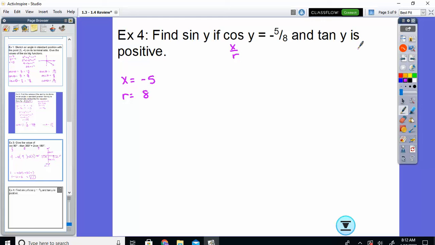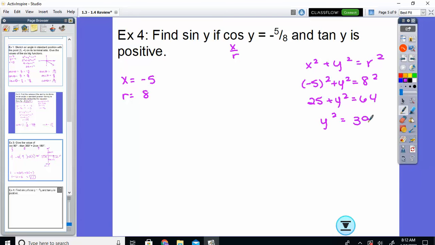Okay, now what do I need to do? We'll do x squared plus y squared equals 8 squared. So y squared equals 39. Okay, now we have to decide if y is positive or negative.